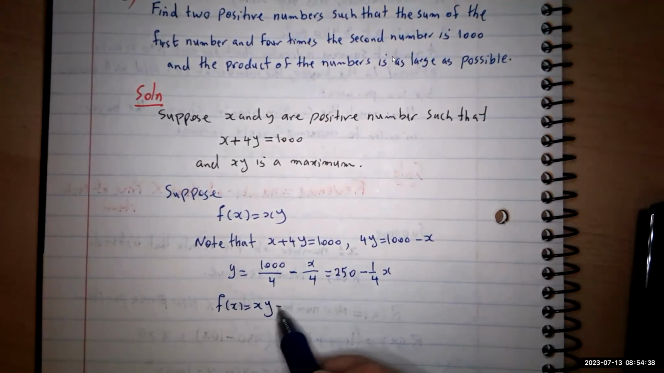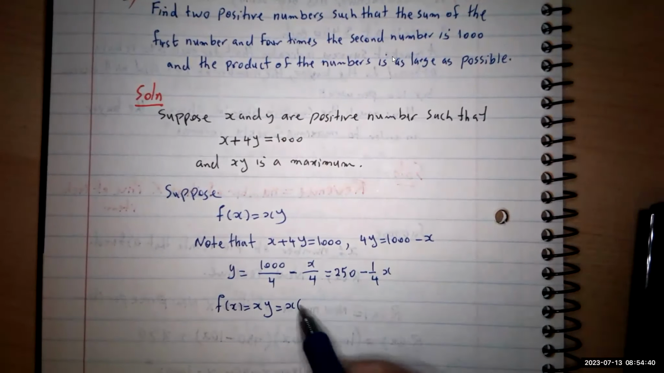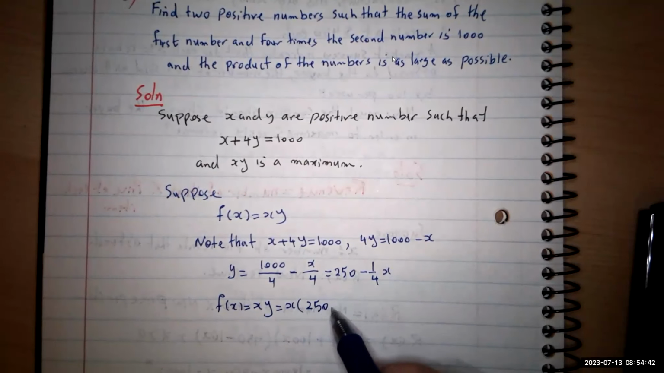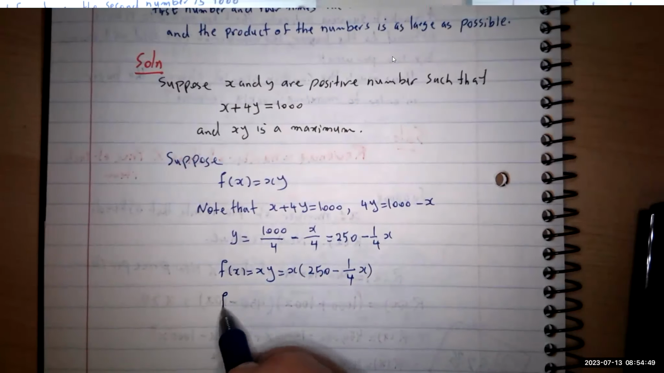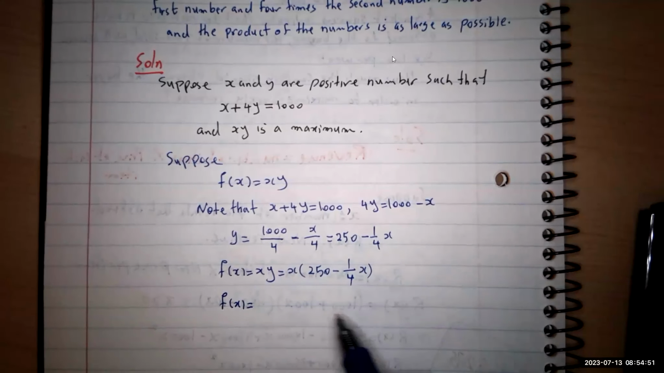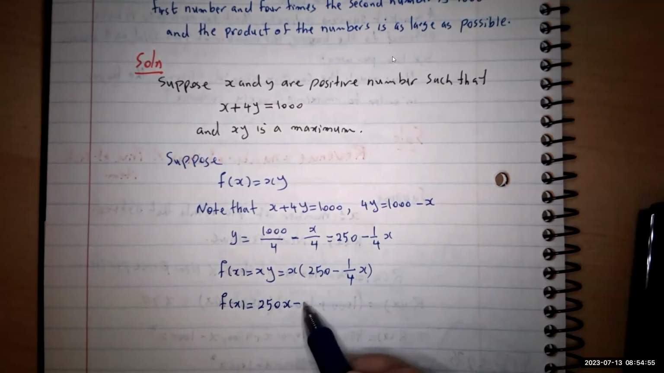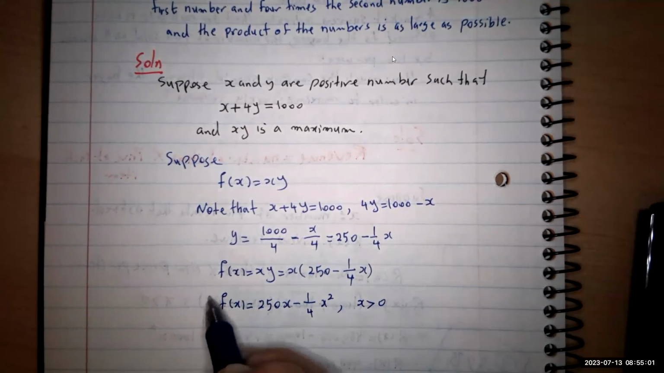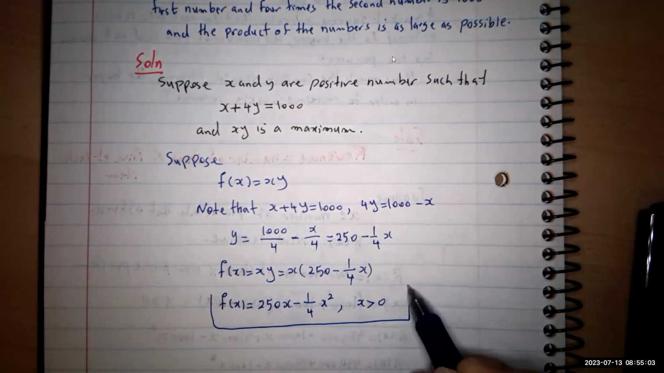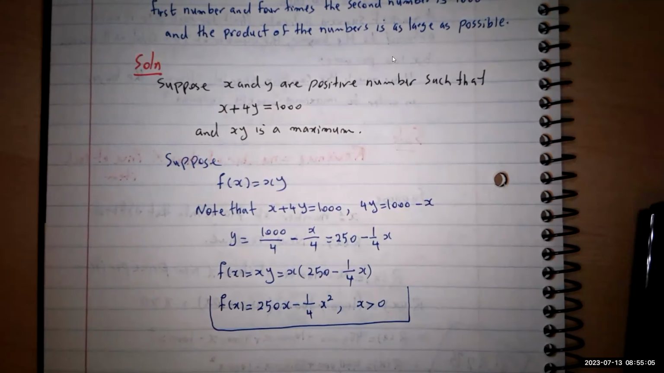So x times y becomes x times 250 minus a quarter of x. You multiply it, simplify it. So f of x is equal to 250x minus a quarter of x squared. This is your function with the restriction that x is positive. You see, this is how you set up the function for this problem.